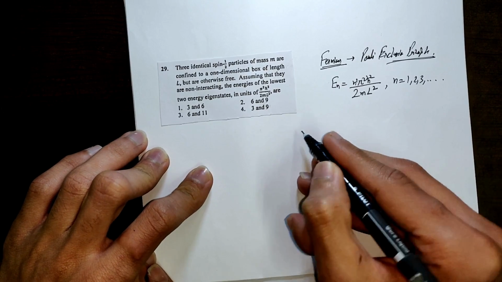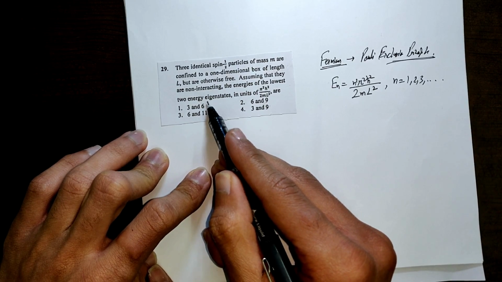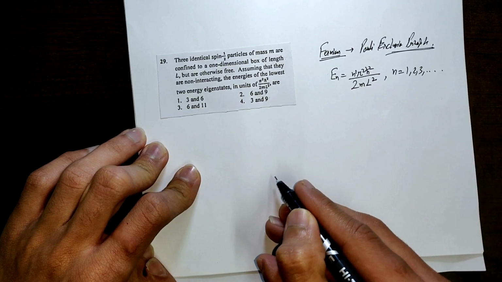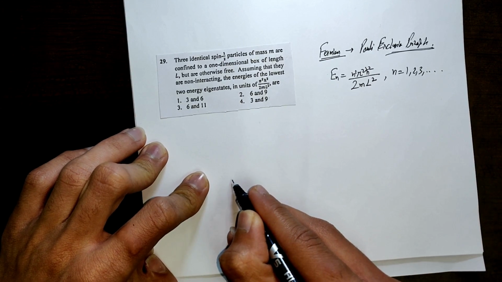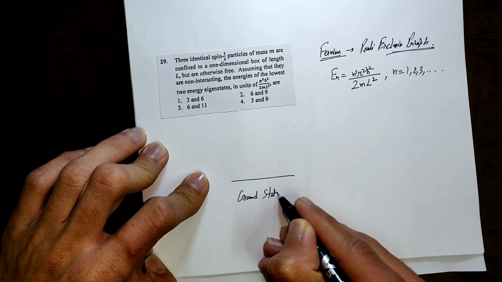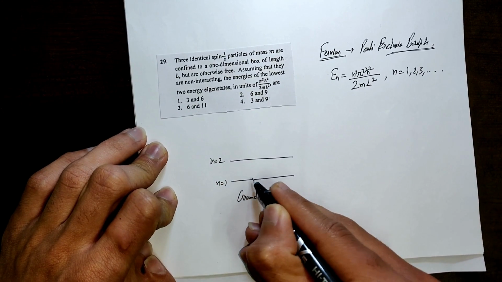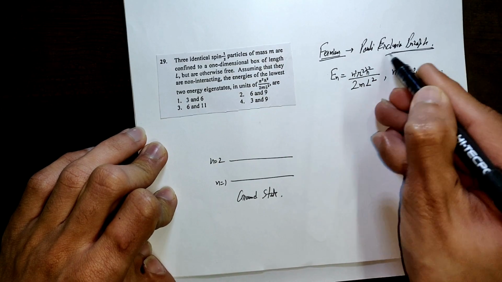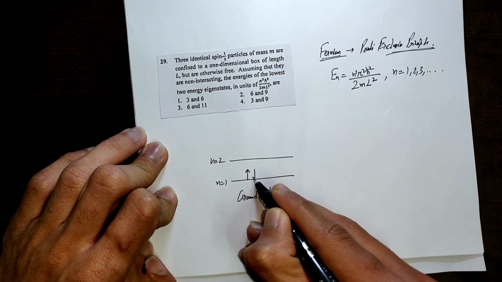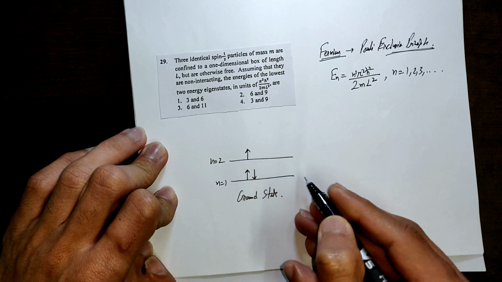Now, assuming that they are non-interacting, consider the energy of the lowest two energy eigenstates. If the system is in the ground state, we have two levels, n equal to 1 and n equal to 2. If we follow the Pauli exclusion principle, the first two particles would be in n equal to 1, and the other particle would be in n equal to 2.